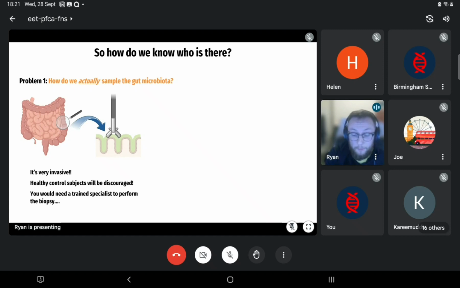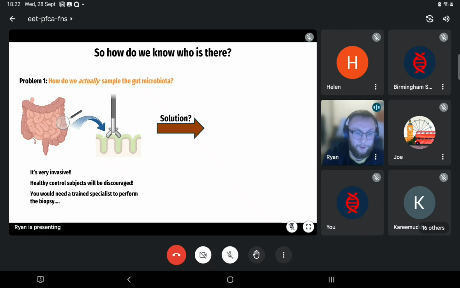Plus, if we want to compare the composition of the bacteria to healthy control subjects, you're going to find it very difficult to convince a lot of healthy people to go and have some of their intestines chopped out. So that's a real issue. And then on top of that, you'd also need a very trained specialist or clinician to actually perform the biopsy. So there are a few issues that we would have.